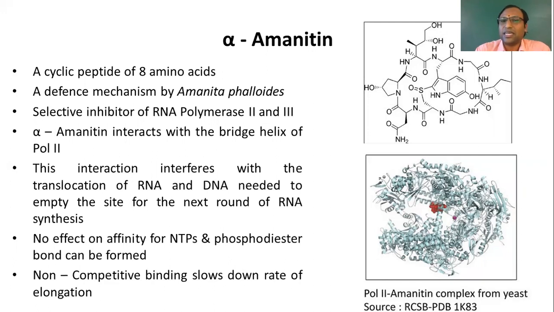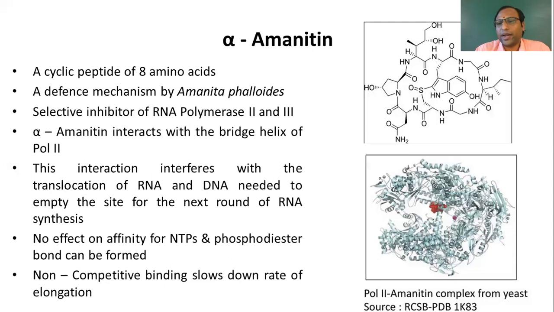So this interaction interferes with the translocation of RNA and DNA needed to empty the site for the next round of RNA synthesis. So what happened? It will take a delay. From one position to the next position, when they have to go, it will not go properly. Once they are not going properly, the RNA which has to be synthesized will not take place properly there. So there is no effect on the affinity for NTPs and the phosphodiester bond can be formed here. No much difference is there with that, but it delays the process because of the translocation which is taking place here.